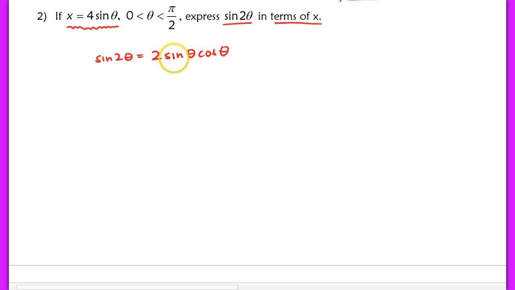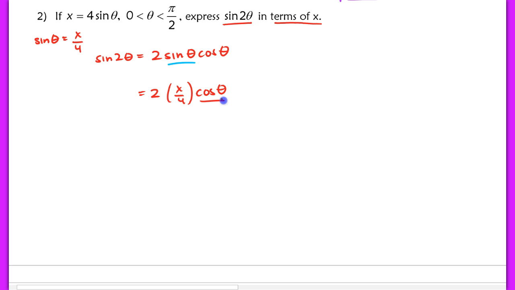We're going to have to manipulate this so that we know how to plug that value in. Well, I see a sine theta here, and I also see a sine theta here. So what I'm going to do is solve for sine theta. So I have sine theta is equal to x over 4. Now sine theta is in terms of x. So I can make a substitution here and say that now this is equivalent to 2 times x over 4 times the cosine of theta.